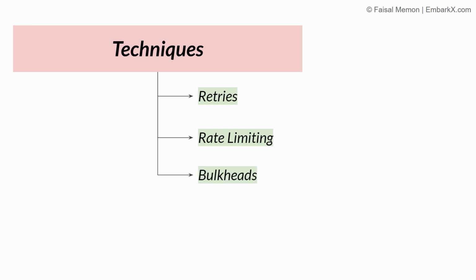You have bulkheads. So bulkhead is a pattern. It's about isolating different parts of the system to prevent a failure in one component from affecting others. And in microservices, this means dedicating a separate resource for different services. And if one service experiences high load or fails, it won't impact others. So this is bulkheads. Then you have a technique called circuit breakers.